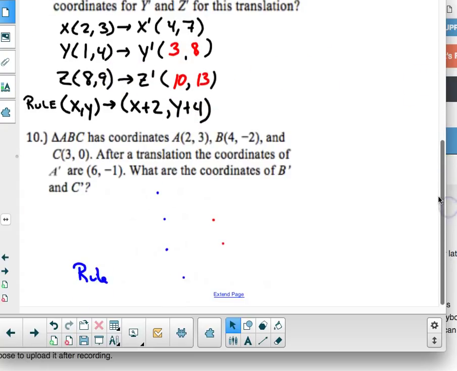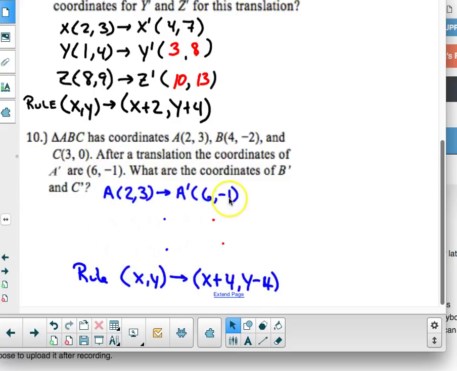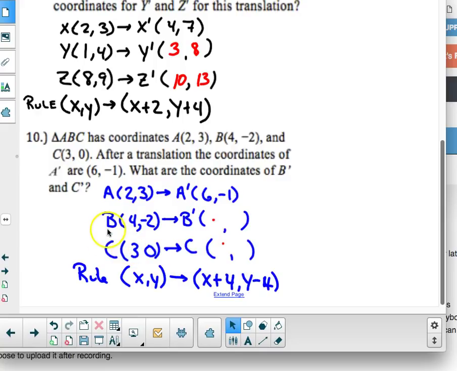Now in 10, I want you to do the same thing. Triangle ABC has coordinates A (2, 3), B (4, negative 2), and C (3, 0). After a translation, the coordinates of A prime are (6, negative 1). You know, it went from 2 to 6, I added 4, and went from 3 to negative 1, which is subtracting 4. So I find my rule based on that. After I find my rule, I apply it to the 2 other points.